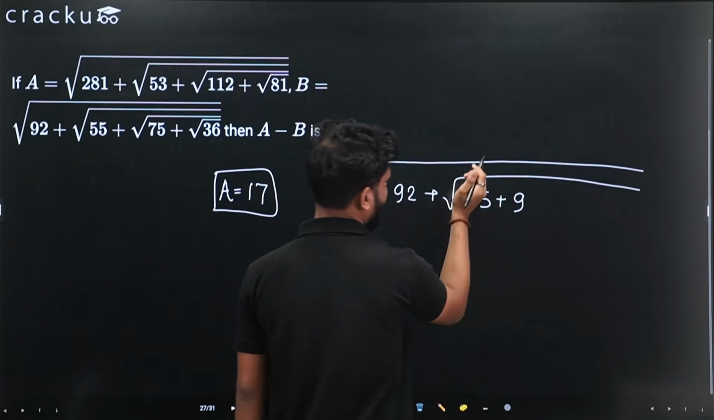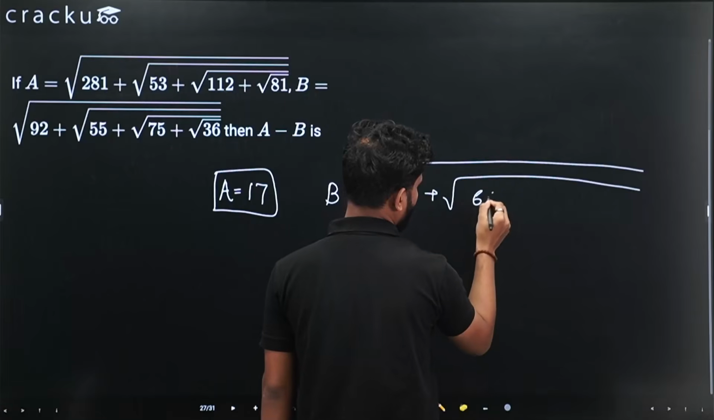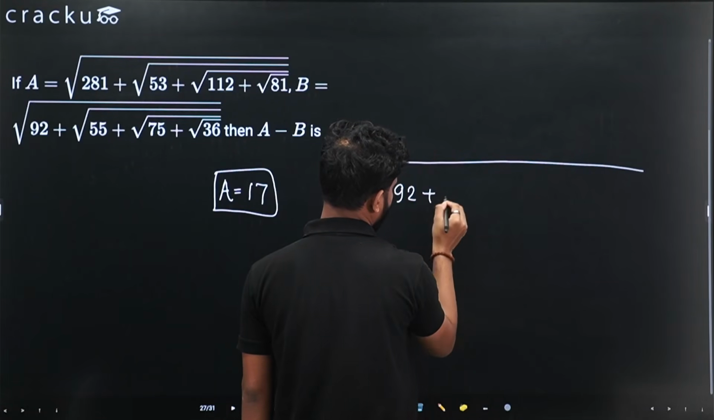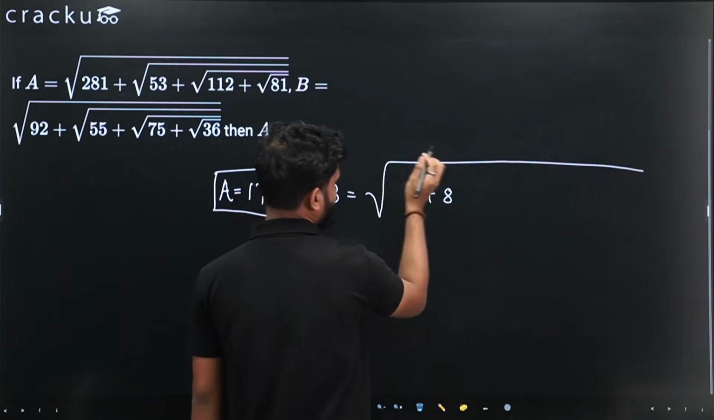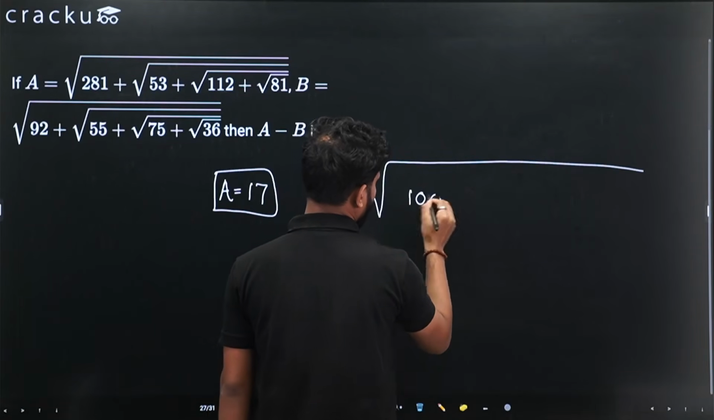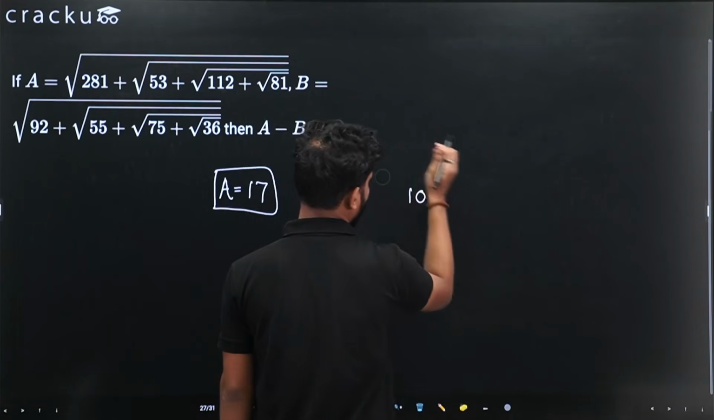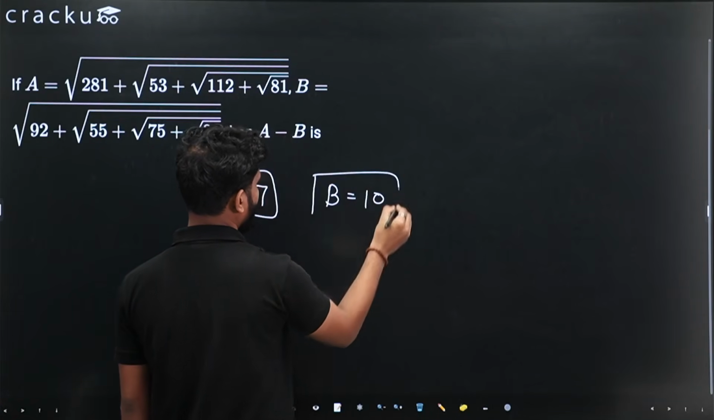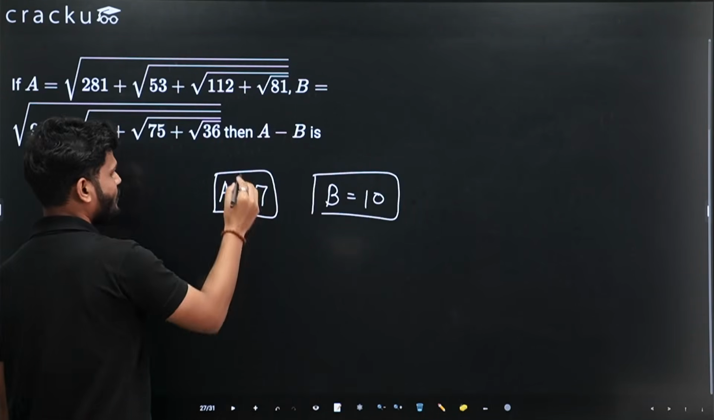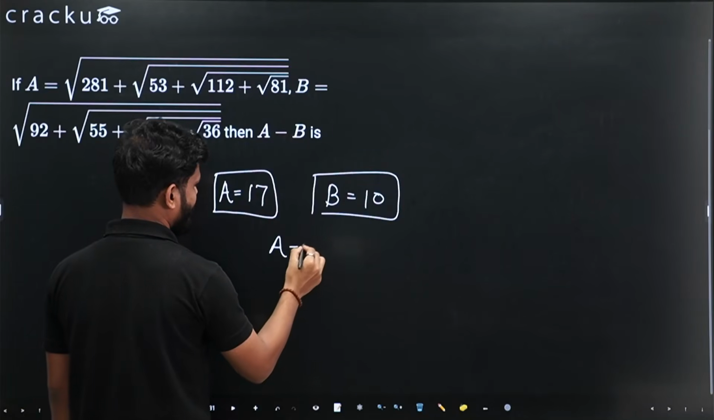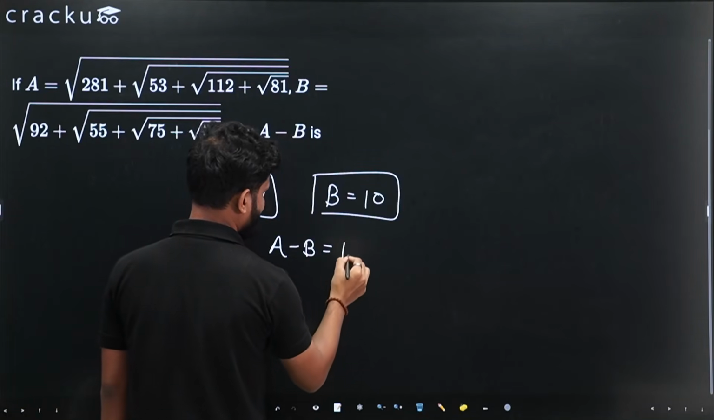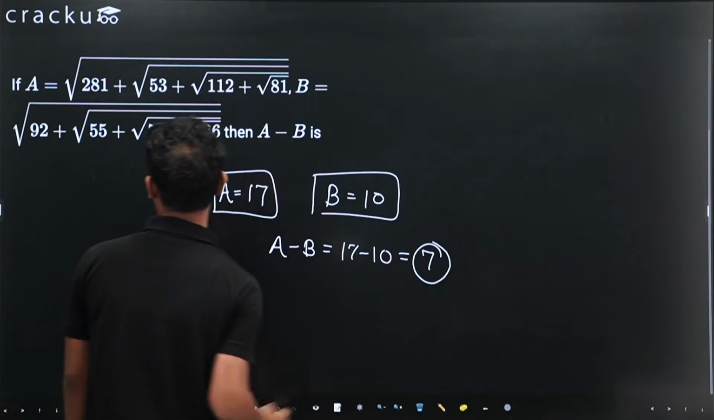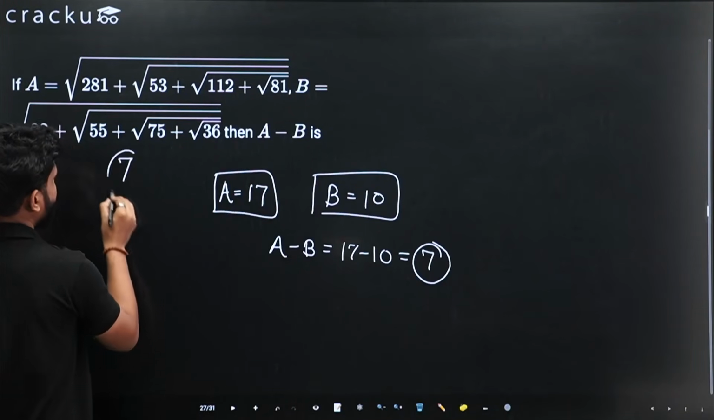So 9 plus 55 will be 64. What is the square root of 64? It is 8. So this will be plus 8. 92 plus 8 is what? 100. What is the square root of 100? The square root of 100 is 10. So B will be equal to 10. What do I need to find? I need to find A minus B. A minus B is what? 17 minus 10, which is 7. So the answer to this question will be 7.